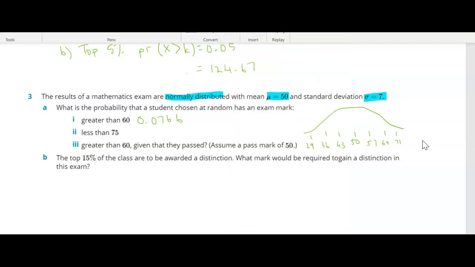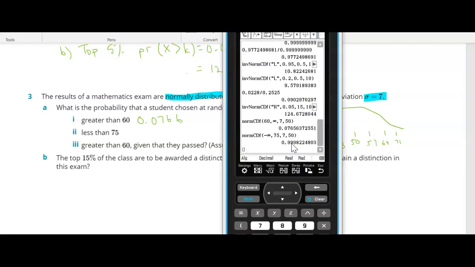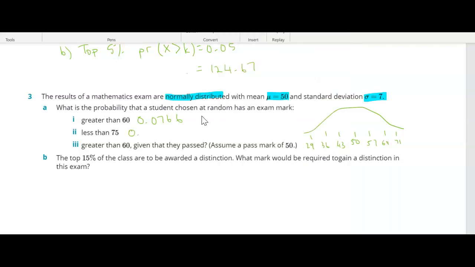So if I just look at my normal distribution, 75 is up here. So we will have quite a large area. And you can see there on your answer, what did I get? 0.9998. So that's quite high. So the majority of people will get less than 75.